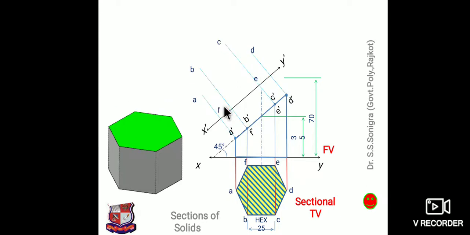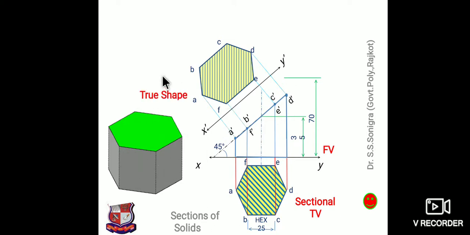Now join all these points A, B, C, D, E, F with straight lines. So this is the true shape of this cut portion. Write the name here: it is the true shape of this hexagonal prism. When this hexagonal prism is cut at an angle of 45 degrees with the xy line, this is the true shape. Hope it's clear to you.